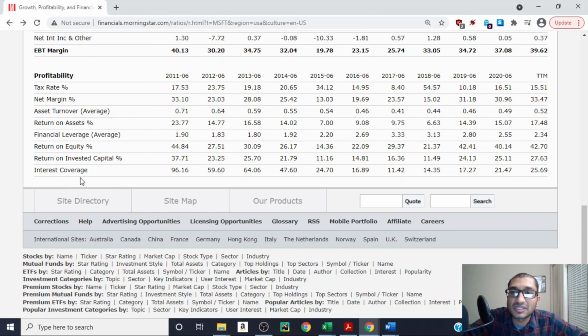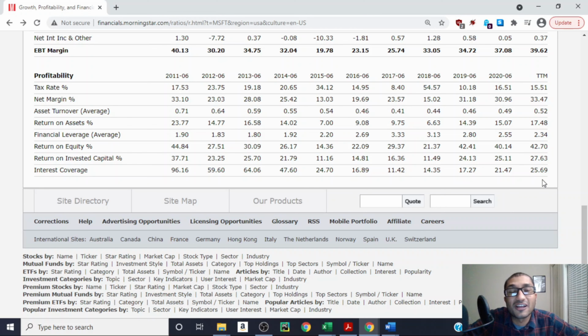Finally, looking at the interest coverage. The interest coverage is the ratio of the company's income to its interest obligations. So it gives us an idea of how many times the company can pay off its interest obligations using its income in that calendar year. Back in 2011, Microsoft's interest coverage was about 96 times. For the year 2020, it was about 21 times, and for the trailing 12 months, it's about 26 times.